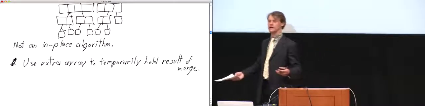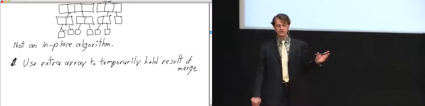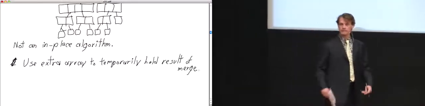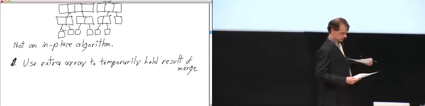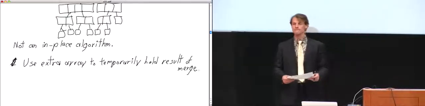So that's kind of a disadvantage of heap sort, is if you want to sort arrays, then the best way to do it in practice is to use twice as much memory as what heap sort would need. Any questions about that?